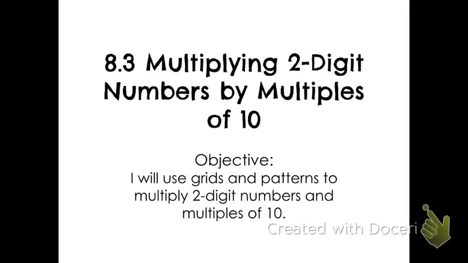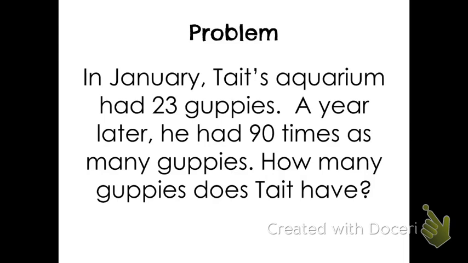Today's lesson is topic 8.3, multiplying two-digit numbers by multiples of 10. The objective for today is that you will use grids and patterns to multiply two-digit numbers and multiples of 10. The first problem that we're going to look at today says, in January, Tate's aquarium had 23 guppies.